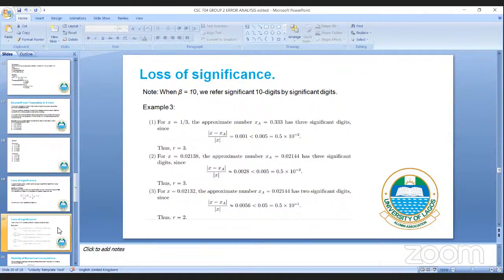Let's do the second example, x is equal to 0.02138. You slot in your values for x and xa, you get the value 0.5 times 10 raised by minus 2. Then for the third example, you get your value for x at 0.02132. You slot in your values, and that's the significant number that you get.